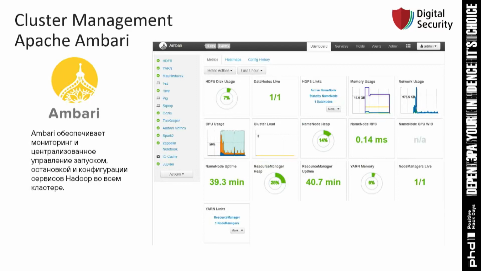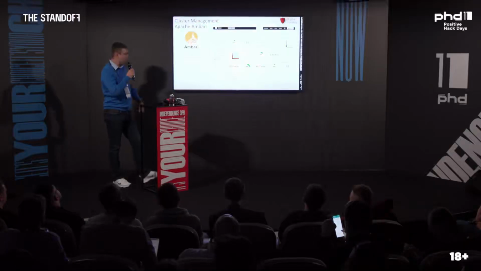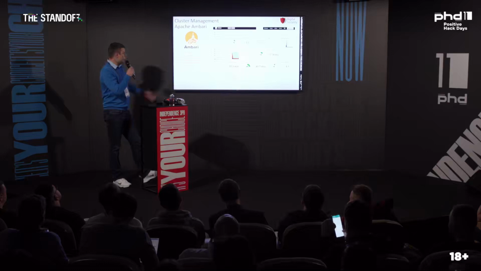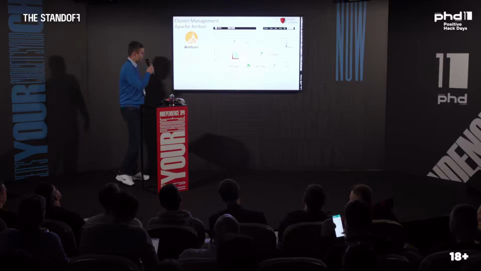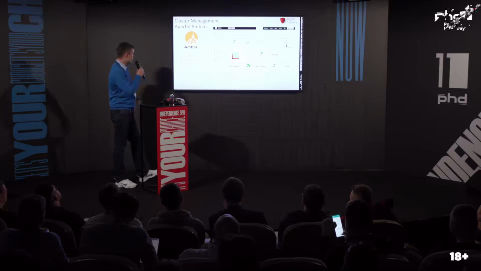We'll start with cluster management, Apache Ambari, which is a tool for the monitoring and centralized launch, shutdown, and configuration of all of the Hadoop services and the cluster. It's a dashboard, in other words, for the entire cluster. You can see the main metrics here on the screen, here on the main page.